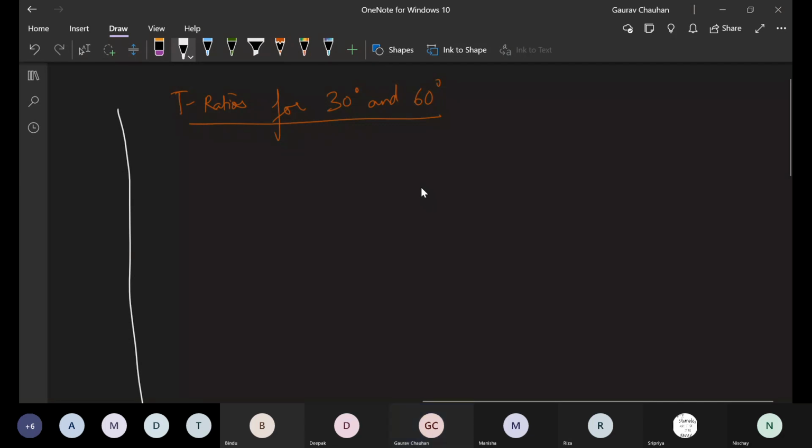Okay, think of any equilateral triangle. What do you know about an equilateral triangle? Anyone raise your hands to tell me. When you hear equilateral triangle, what properties come to your mind?